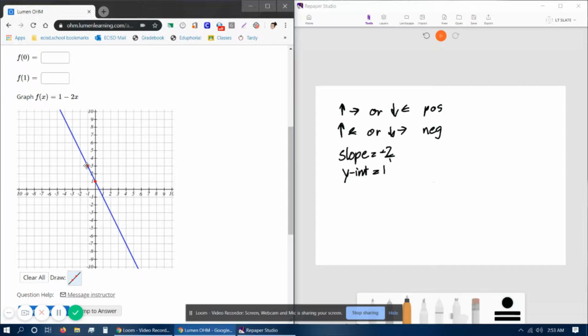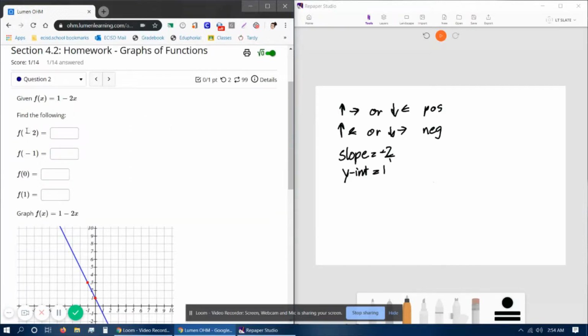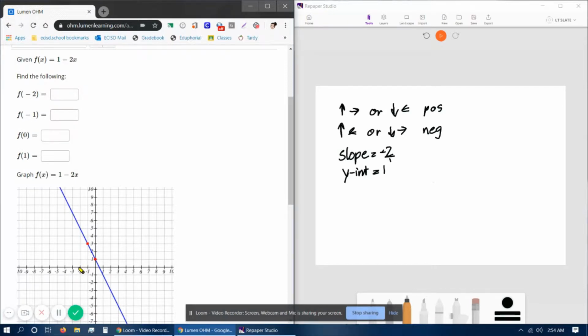Now I can evaluate the function for the given values. The first value I need to find is f of -2. This means it wants to know the y value for the function when x equals -2. If I find -2 on the x-axis, I can see the function crosses that grid line when y equals 5. This gives me my first answer of f of -2 equals 5.